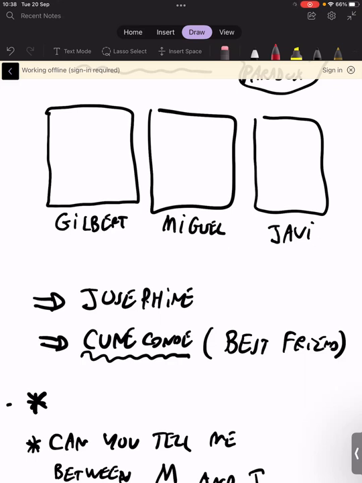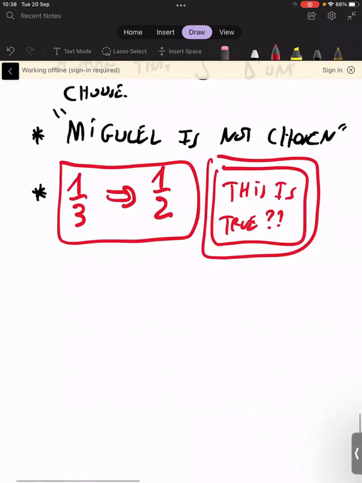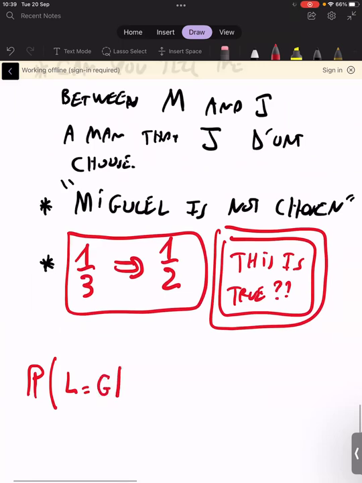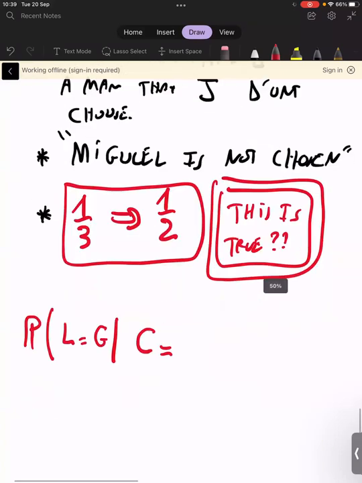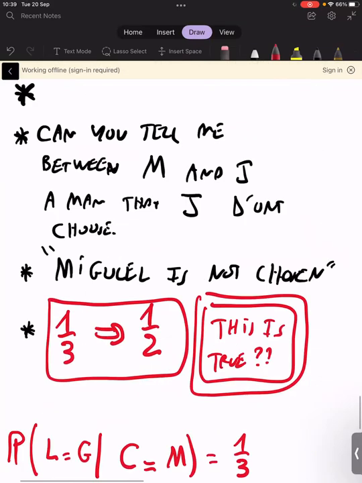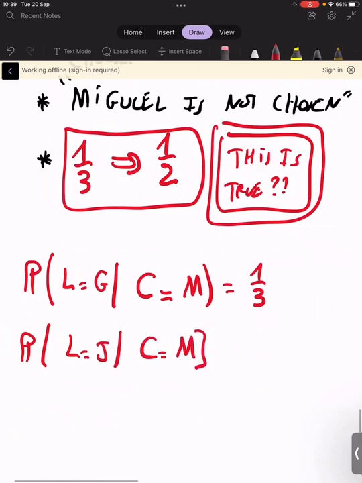So who thinks that Gilbert is right? Nobody. One person. Okay. And who thinks that Gilbert is wrong? Okay, and all the others still think nothing. So he is wrong. Okay. This afternoon you will prove that the probability that the chosen lover is Gilbert, if Cunégonde says Miguel, is 1/3. Instead, the probability that the lover is Xavi, if Cunégonde says Miguel, is 2/3.